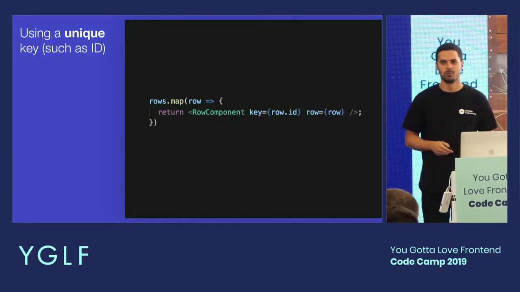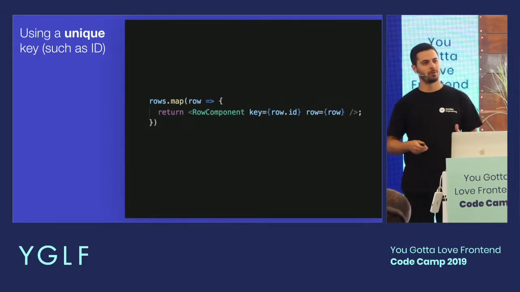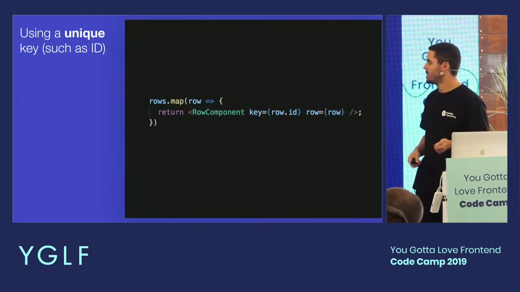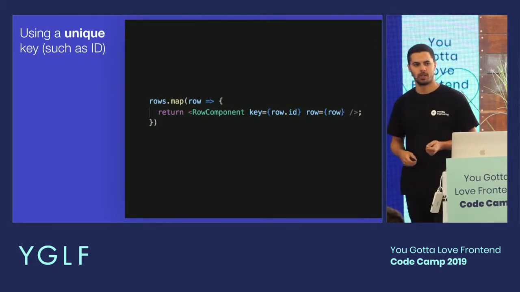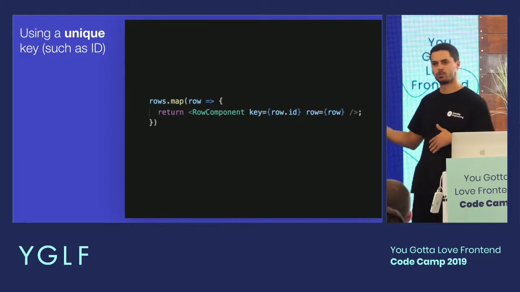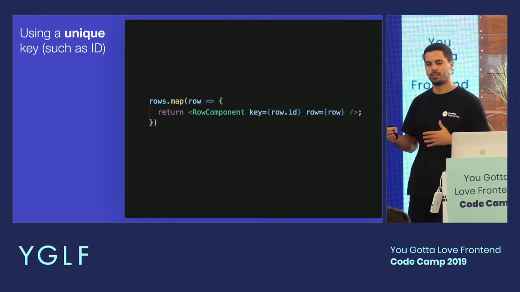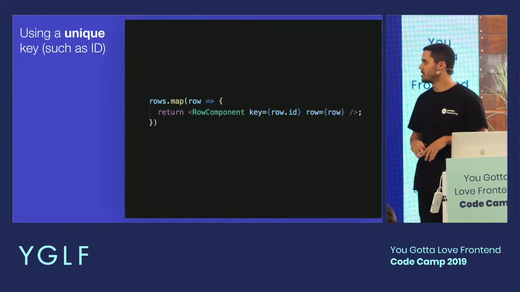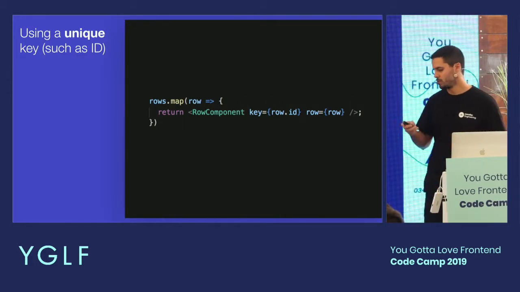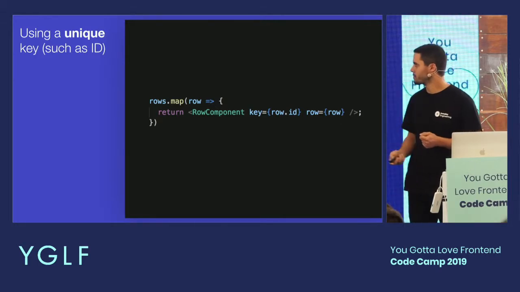The second one, which I'm already telling you will probably be better, is to choose a really unique ID, okay? Usually these rows or items that we render represent some kind of DB entity or something, and we can use the ID of this entity as the key of the object.